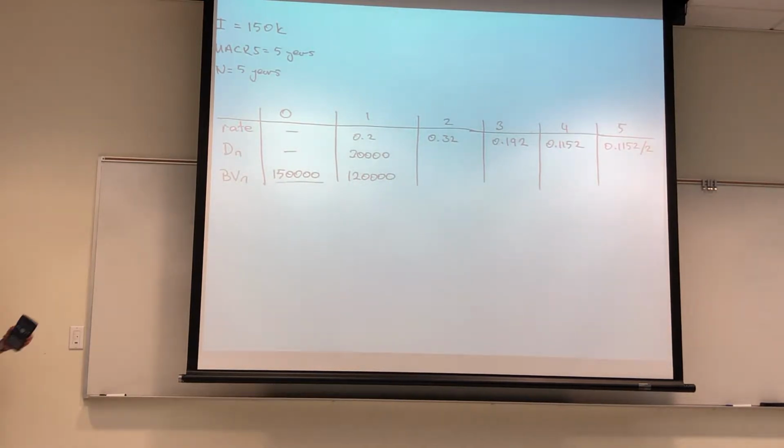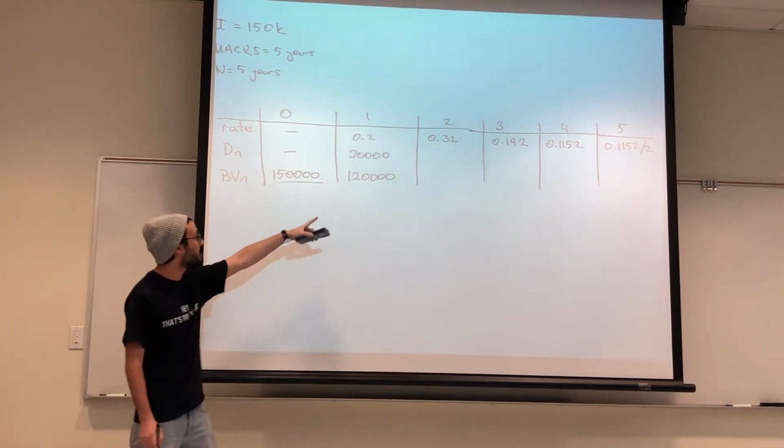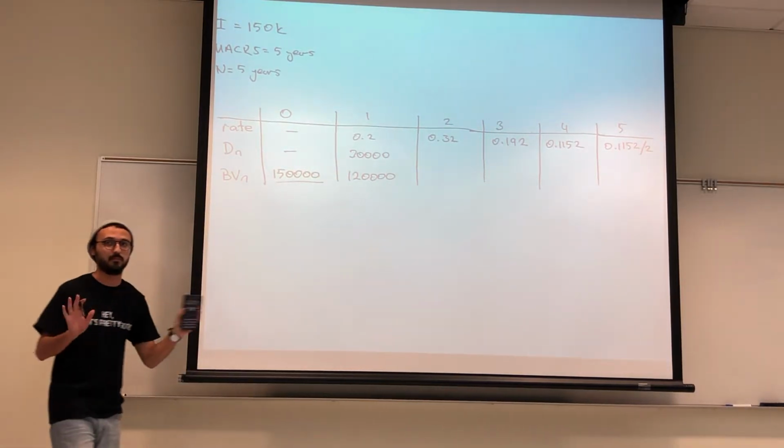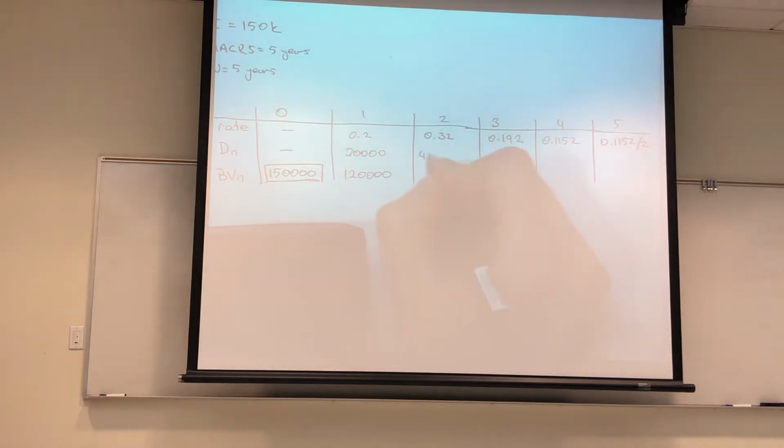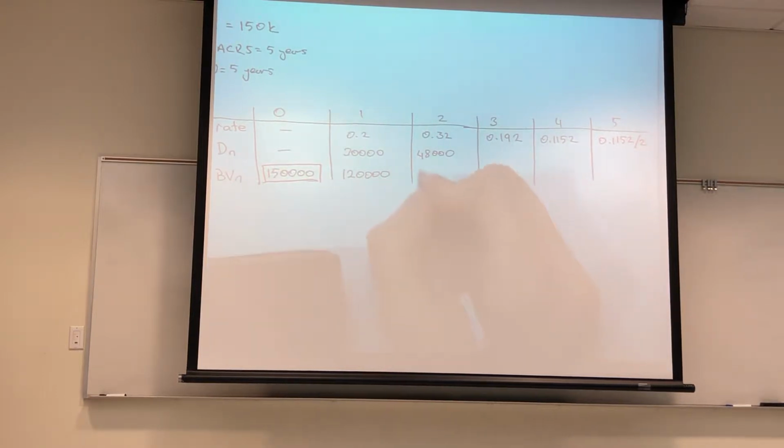In the previous quiz, some people, when doing macros, multiplied this one with the rate. No, we don't do that. We always multiply it with this when doing macros. So 150,000 times 0.32 is 48,000. So 120 minus 48, 72. And 150 times 0.19 something.